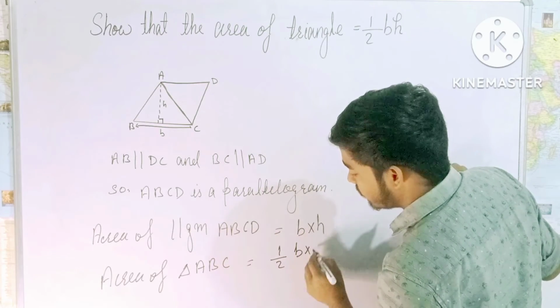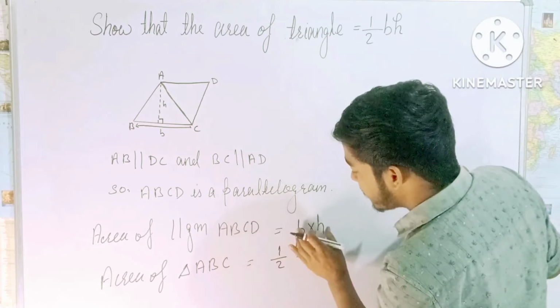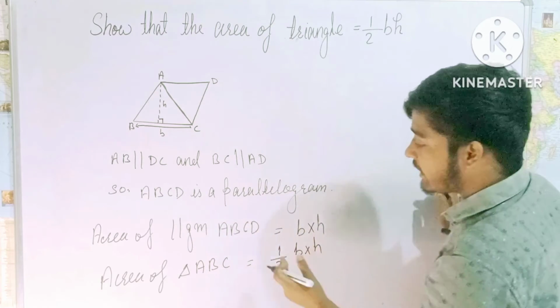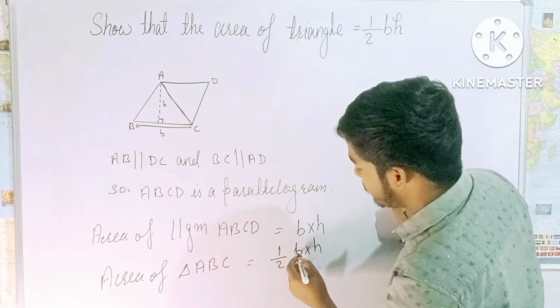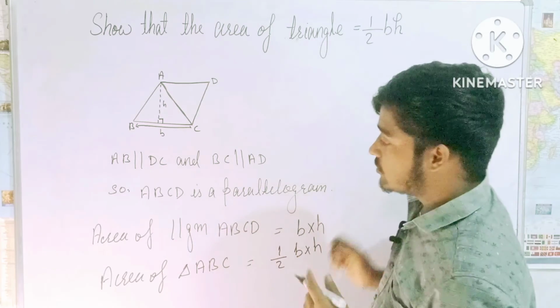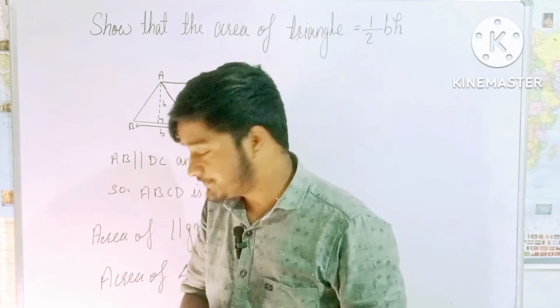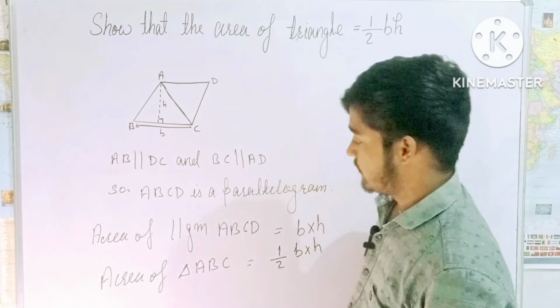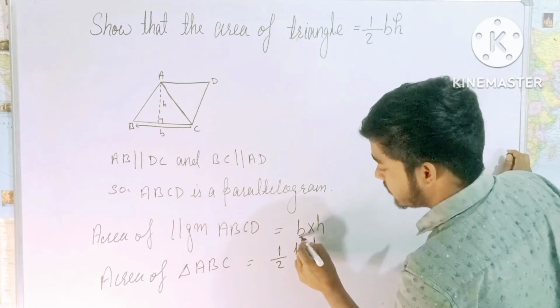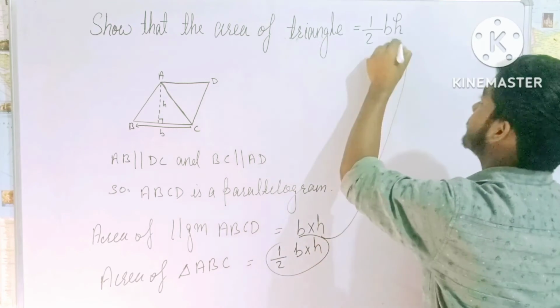B into H is the area of the parallelogram. So what is half of the area of the parallelogram? Half into base into height, right? So this is how we prove this. We can see that this is equal to this.